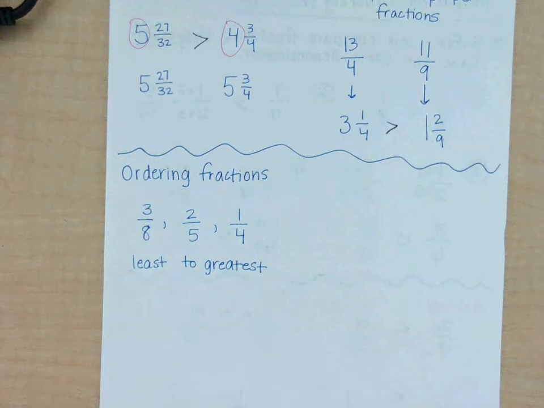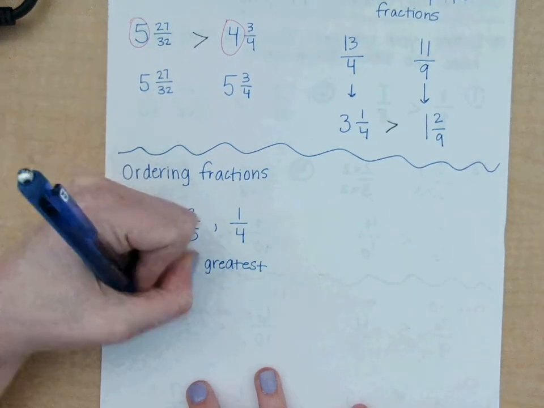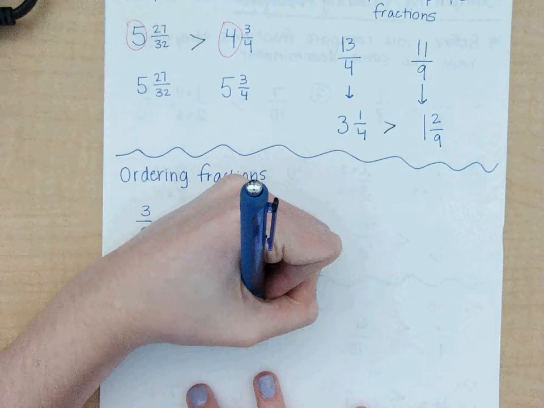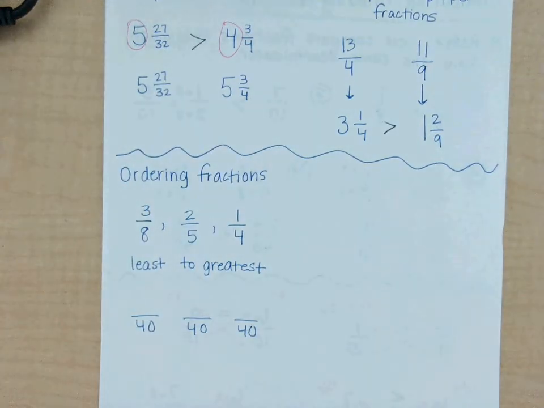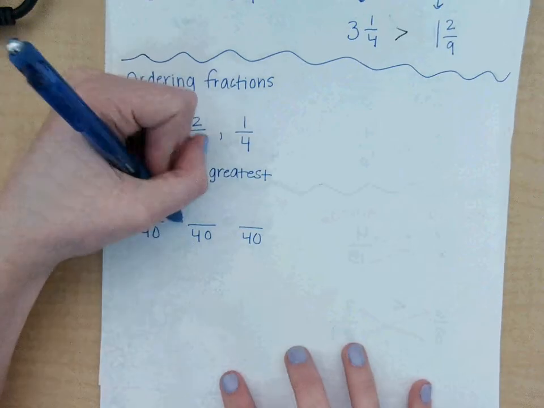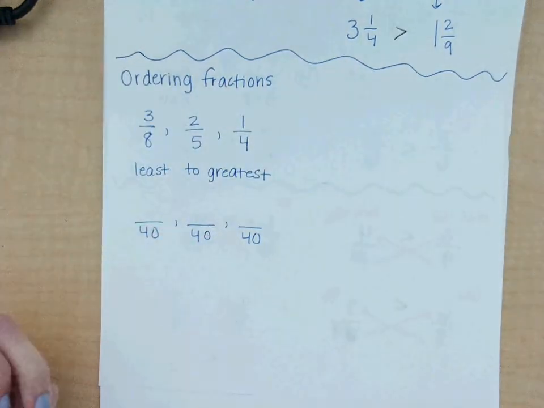Okay, what's the first step that we have to do? Before we can order them, what do we have to do? Find a common denominator. What could we use? 40. 40 is a multiple of 8, 5, and 4. Okay? So we are going to use 40. Now if it helps you to work this out, listing the least common multiple, just write out the multiples of 8, 5, and 4, that's fine. You might just know that right off the bat. So the least common multiple will be 40 here.